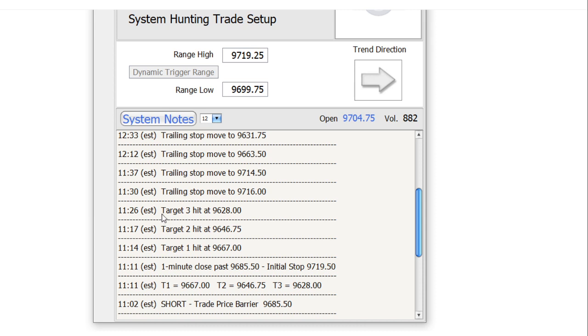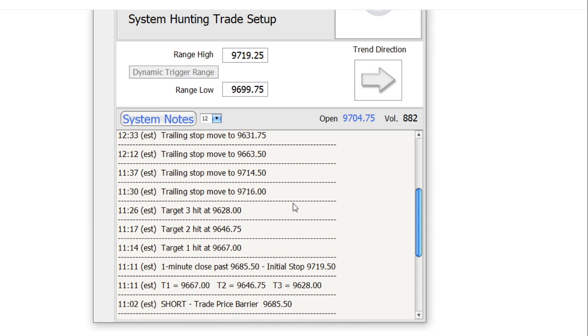Interestingly enough, yesterday's move was so quick and forceful that it hit all the targets before the trailing stop ever even moved, right? And then after target 3 got hit, and this is the NQ again, the trailing stop continued to move throughout the session until it finally got tagged there.